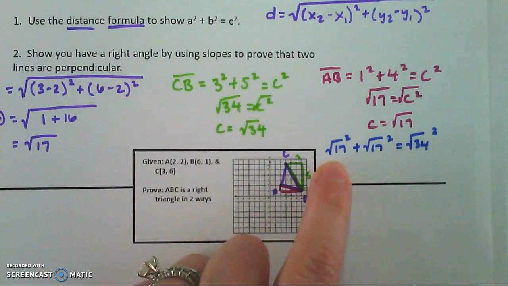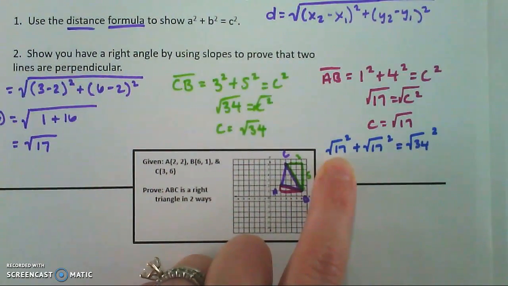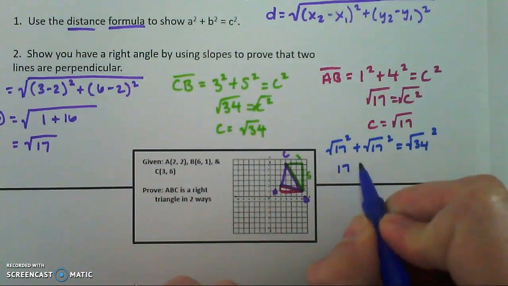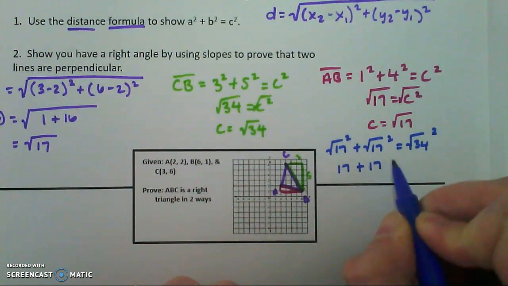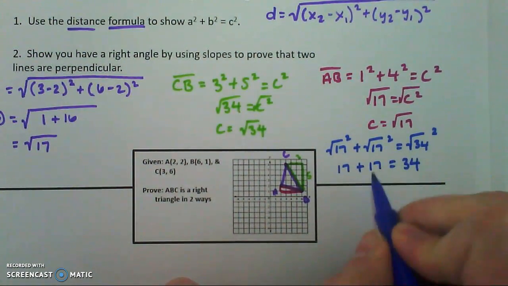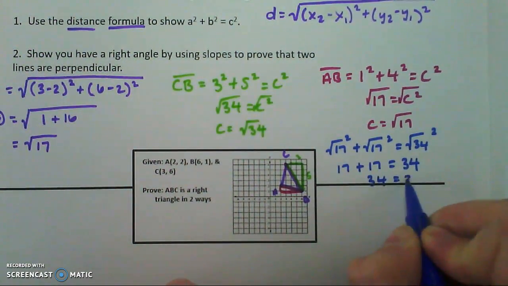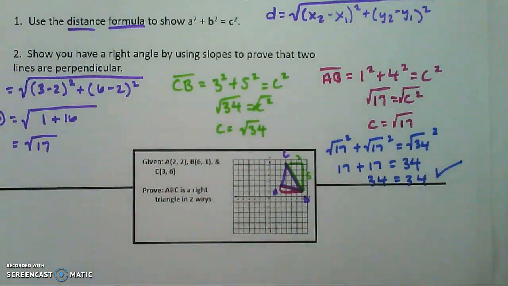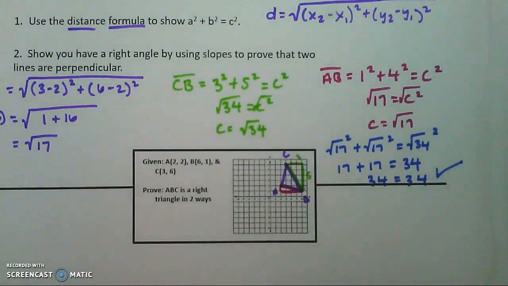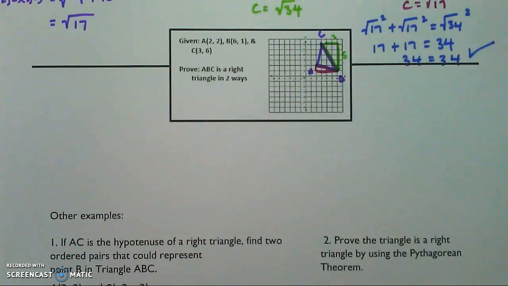Whenever you square a square root, all we're doing is eliminating that radical sign. So the square root of 17 squared is just 17. If we double check this, we have 17 plus 17 is equal to 34. 17 plus 17 is 34. 34 is equal to 34. So we've just shown that this is a right triangle because a squared plus b squared is equal to c squared.